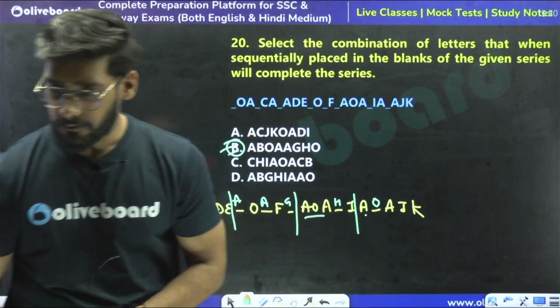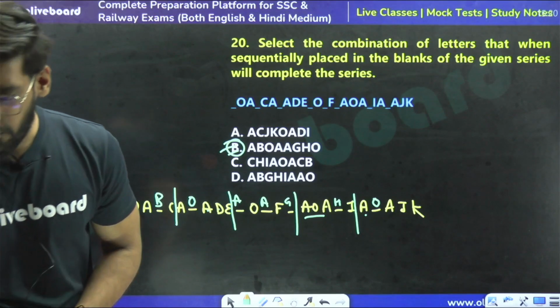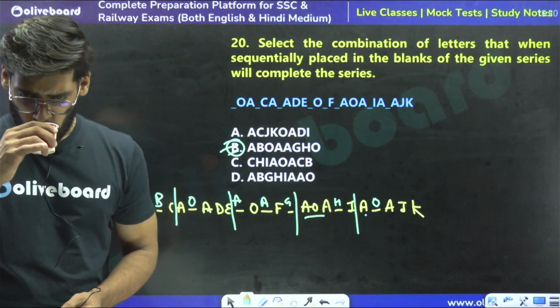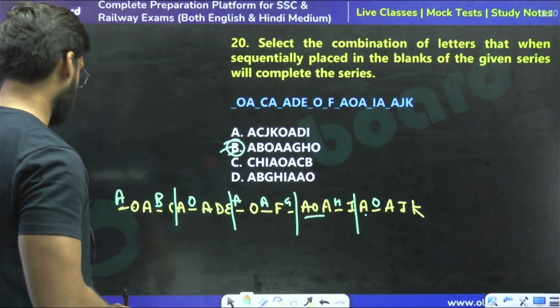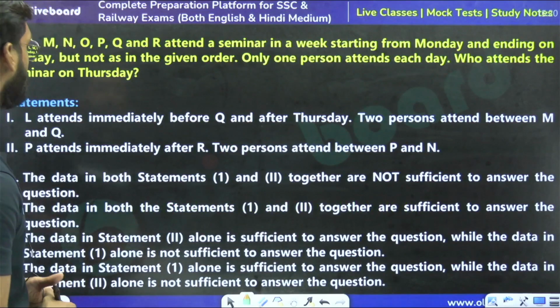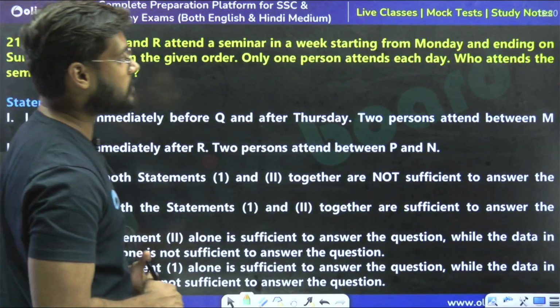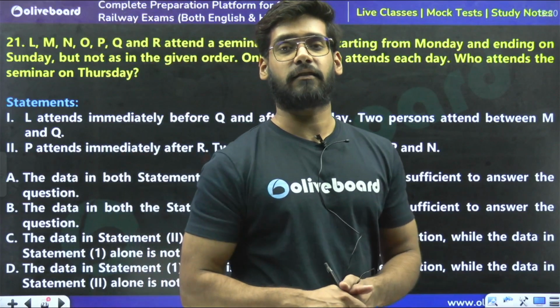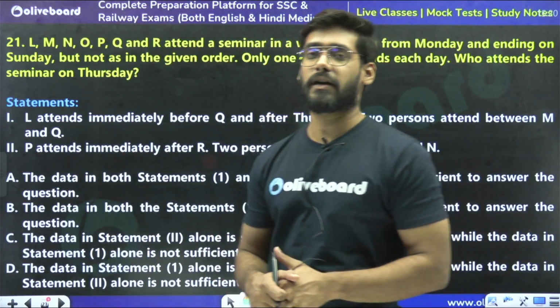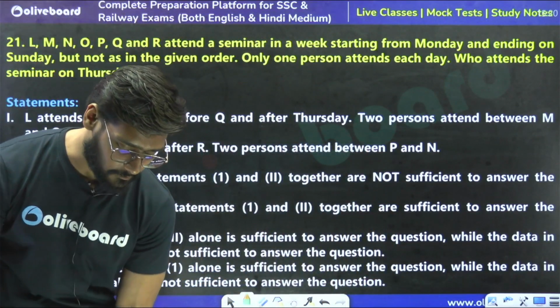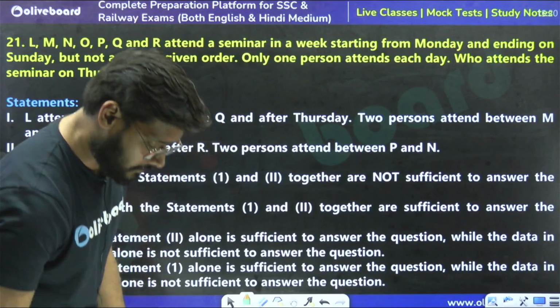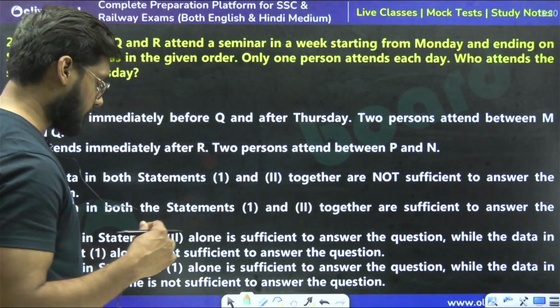Is it clear to you all? Let's move on to the next question. The 21st question is from data sufficiency. We need to solve this question in order to get the right answer. Okay, so let's solve this one.